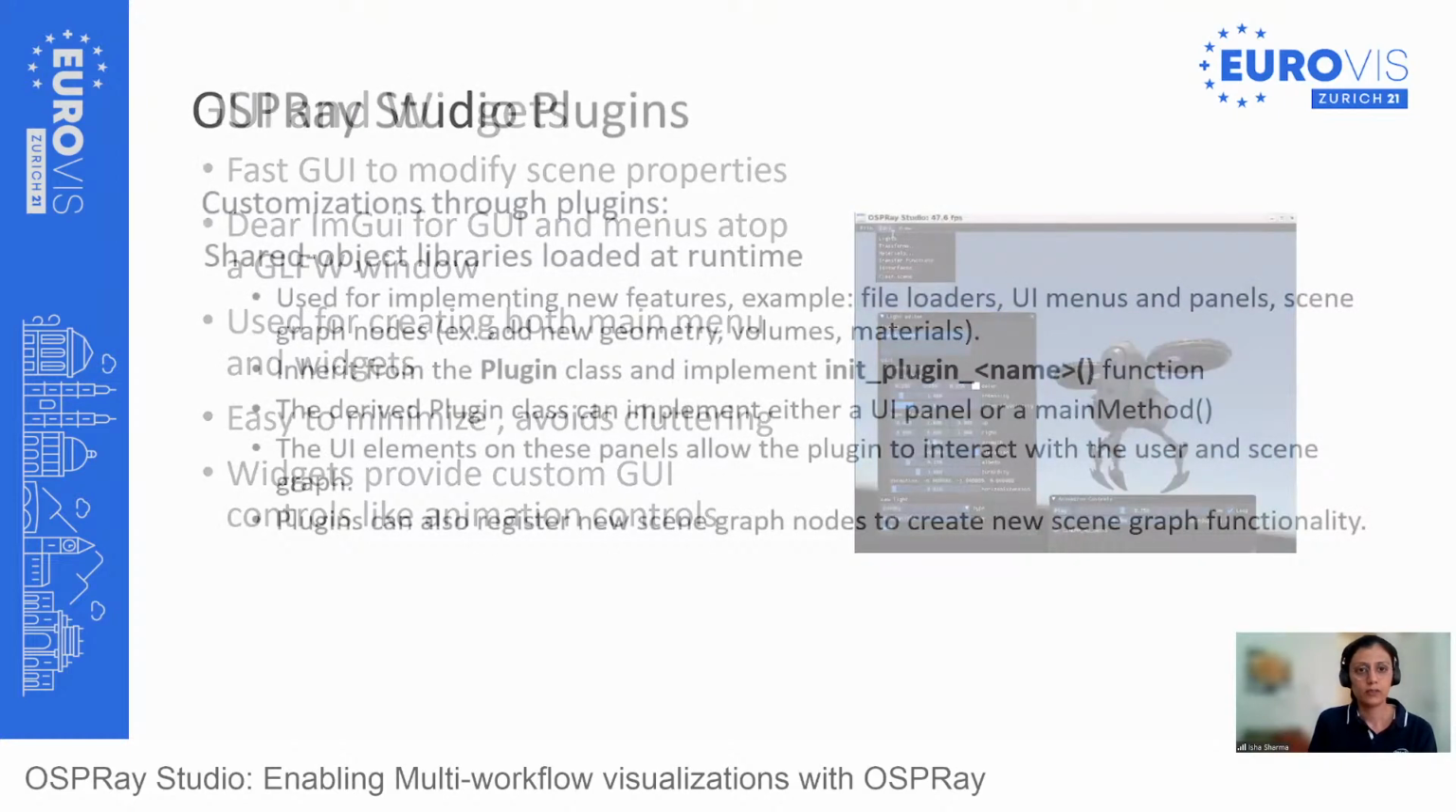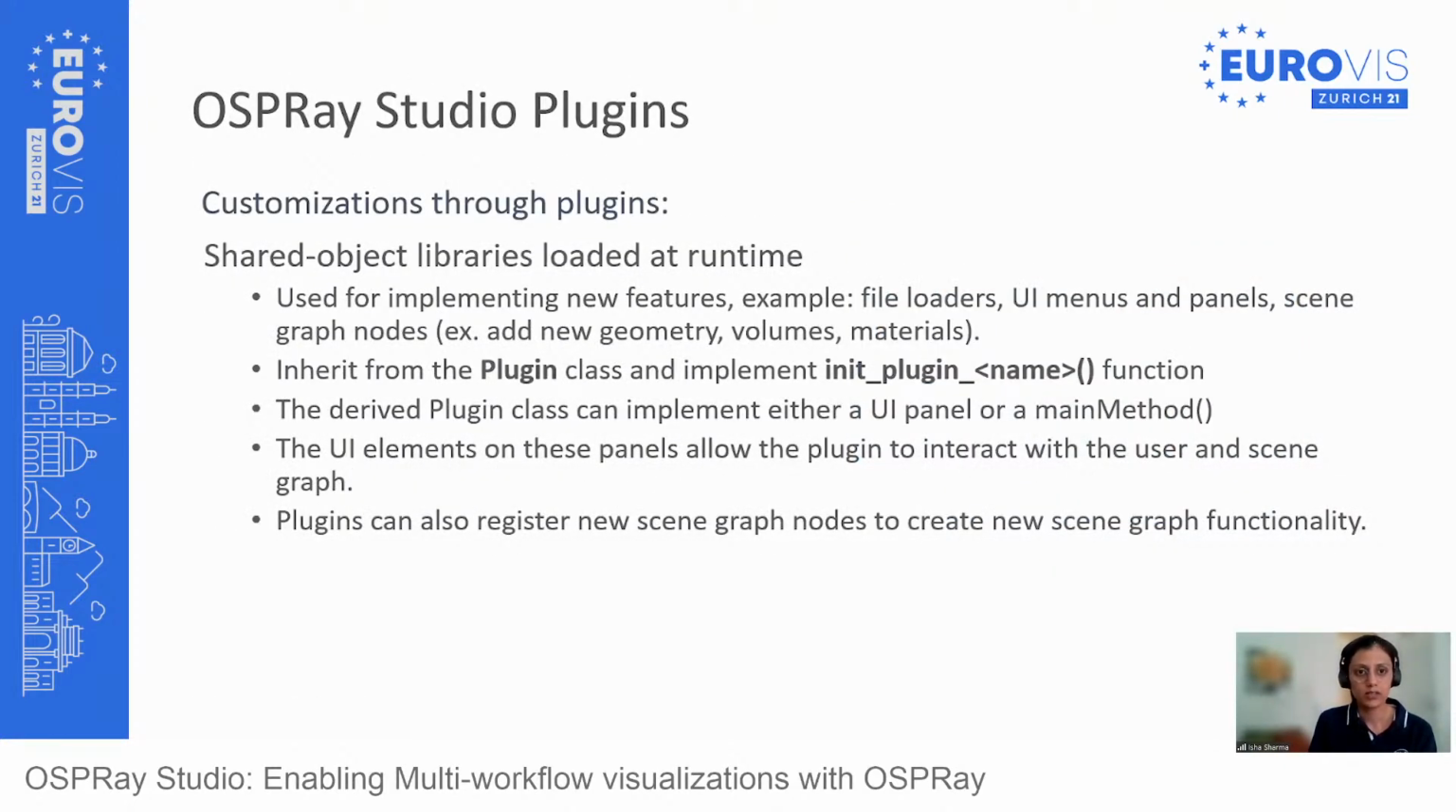Then for the extensibility part of the design, plugins are the main features, and these are shared object libraries that are loaded at runtime, and they can be used for implementing new features like implementing a new file importer for a custom data format or UI menus, and also extend the scene graph library with new scene graph nodes, like new geometry, volumes, or materials. They inherit from the plugin class and implement the main method, init plugin name.